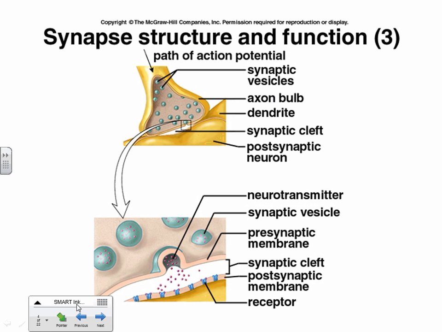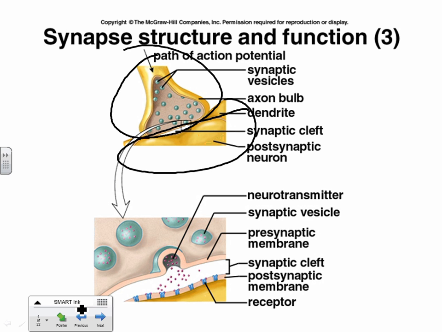So here's an axon, the end of an axon, and this would be what right here? That'd be the dendrite. So this is a dendrite on one nerve and an axon on the other. This would be the presynaptic neuron and the postsynaptic neuron. And then this is the synapse. And here we're seeing that a little bit closer up.